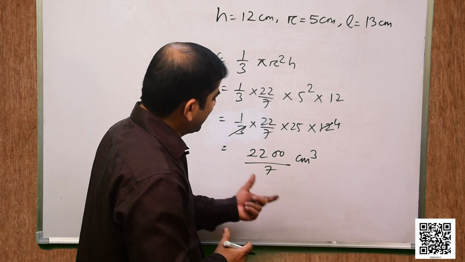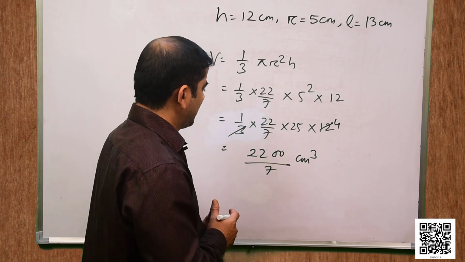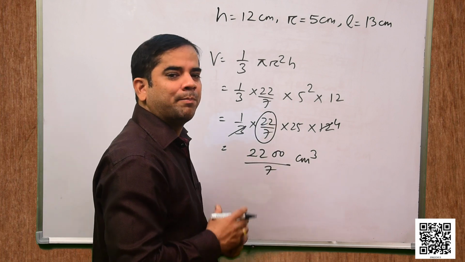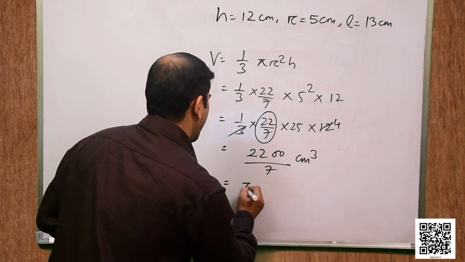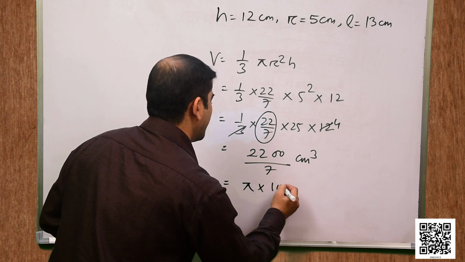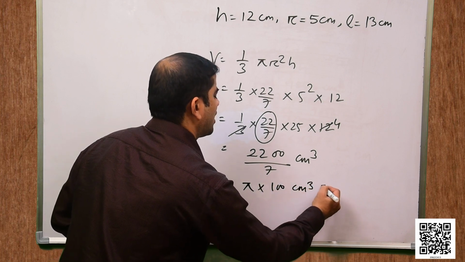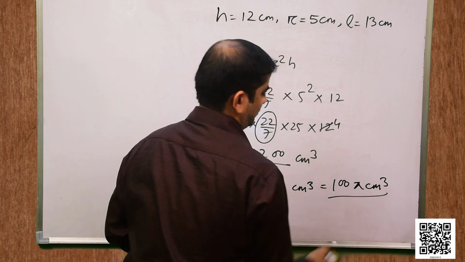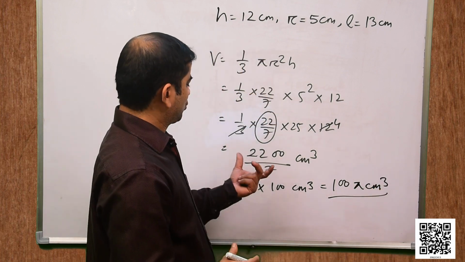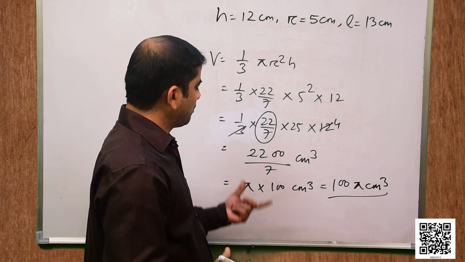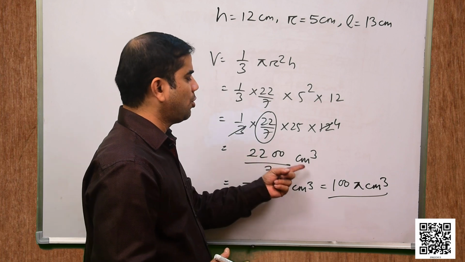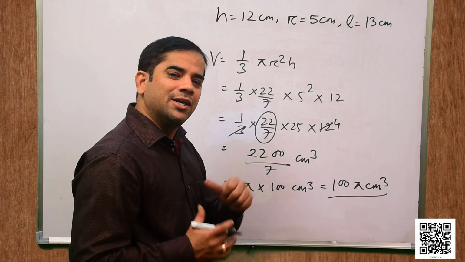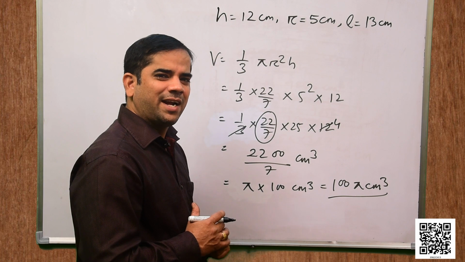Students, you can represent this in another way. See, if you substitute 22 by 7 as pi, what does it become? Pi into 100 centimeter cube, or you can say 100 pi centimeter cube. Okay. So, the volume is found to be 2200 by 7 centimeter cube, or you can represent it as 100 pi centimeter cube. Okay. Hope you understand.